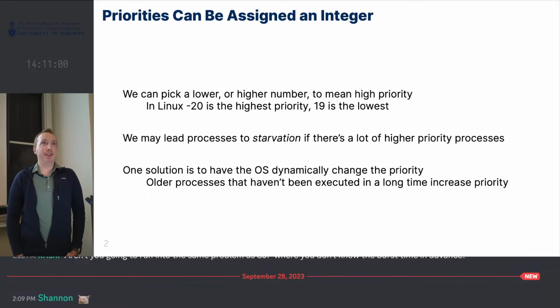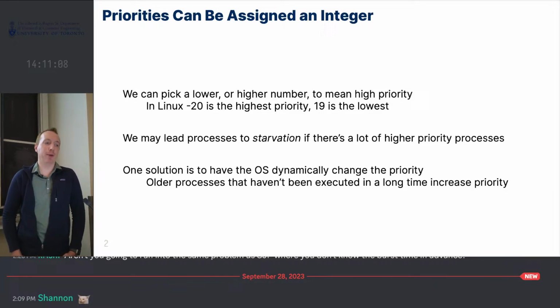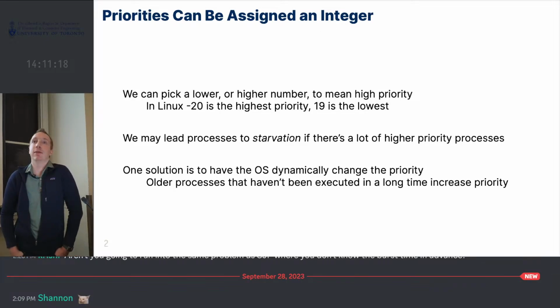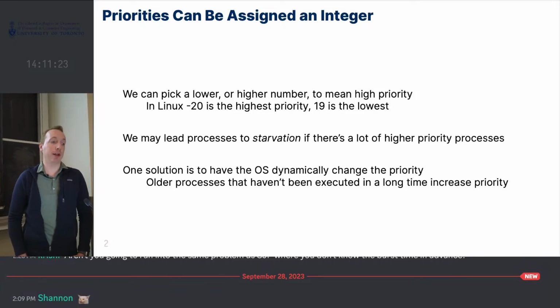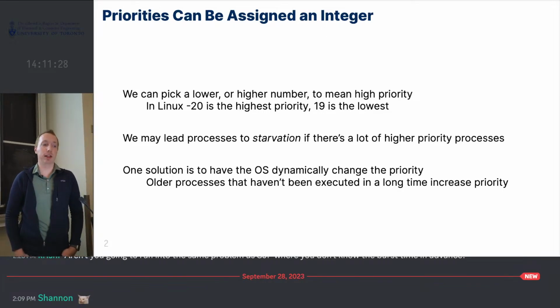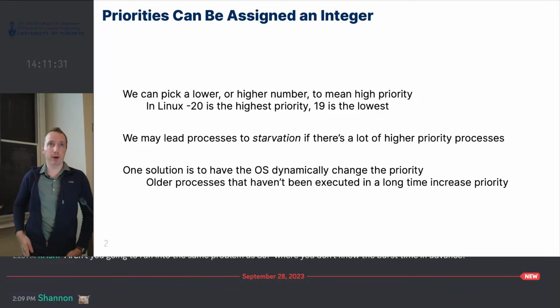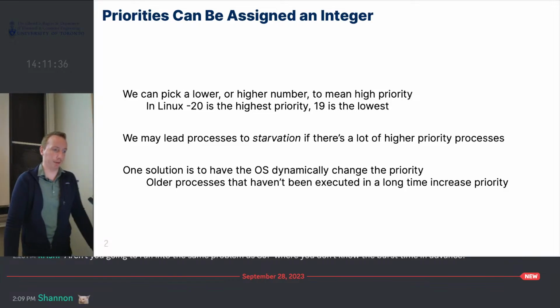The easiest way to assign a priority is just to give it an integer. You could pick a lower or higher number to mean higher priority. Linux picks a lower number to mean a higher priority. So -20 is a higher priority than 19. For normal processes, -20 is the highest priority, and 19 is the lowest priority. And then 0 is the default, whatever your processes get.